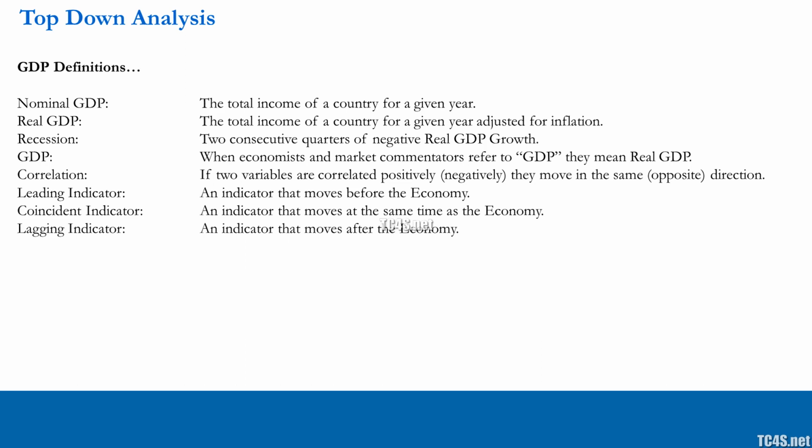So, nominal GDP. This is the total income of a country for a given year. Real GDP. The total income of a country for a given year, so nominal GDP, adjusted for the level of inflation. Okay, these are very, very important definitions, but very easy to understand. Okay, but we do have to get them out the way so there's no confusion. A recession, 2 consecutive quarters of negative real GDP growth, okay?